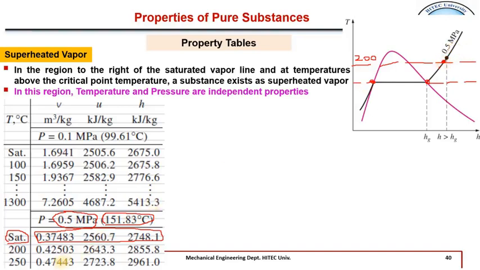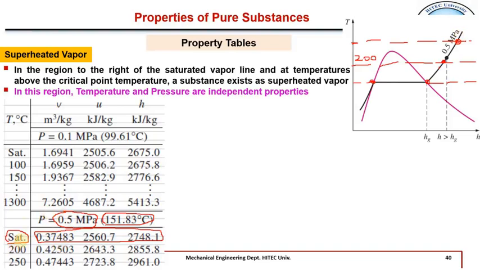For this point, here are the V, U, and H values, and so on. For a higher temperature, 250 degrees Celsius, this line, for example, represents 250 degrees Celsius on the TV diagram. So this will be intersecting this pressure line somewhere here in the superheated region. So that's how this superheated table is constructed.